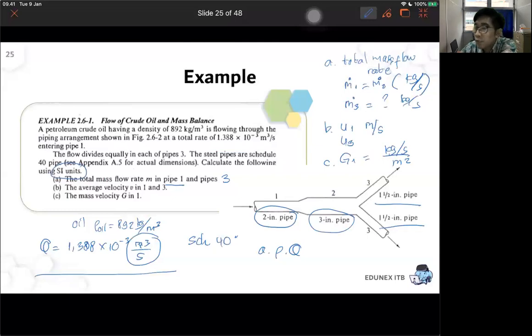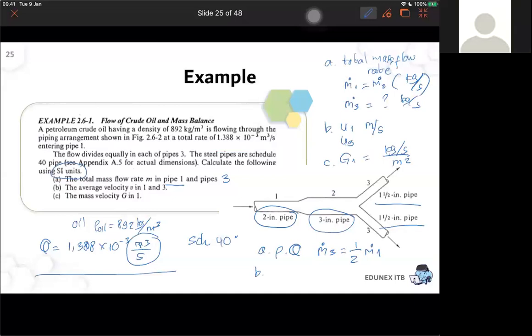Then how about the mass flow rate at point 1 and point 2, is it the same? Yes. Then after that, when it goes to pipe 3, you just divide it by 2, right, sir? Right. So for pipe 3, the mass flow rate will be half the mass flow rate at pipe 1. And then how about calculating the velocity? Since Q is U times A, U is equal to Q divided by A, right, sir? Yes.